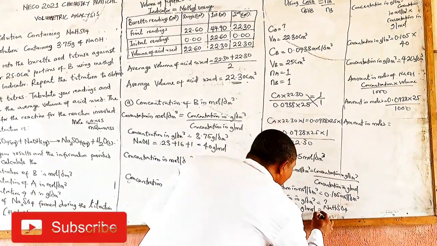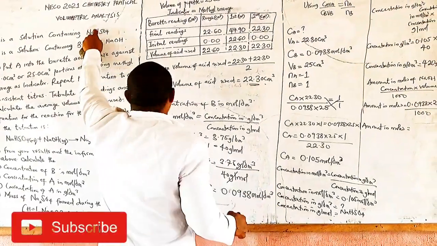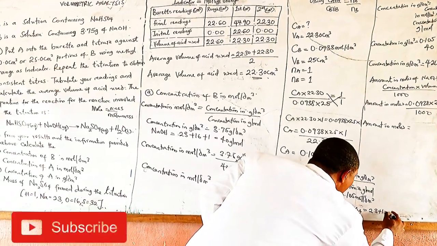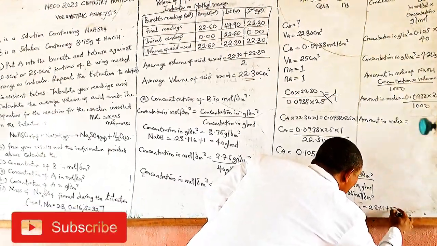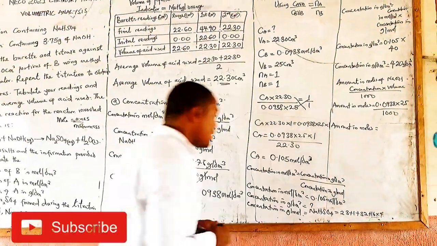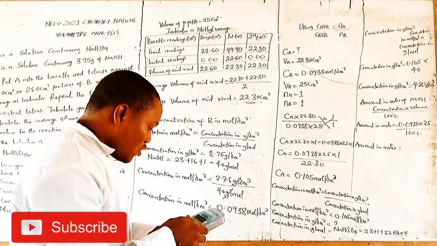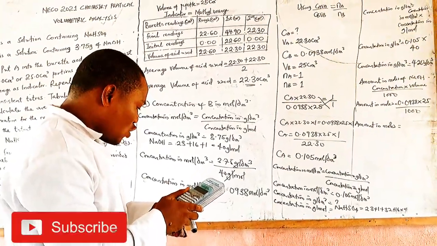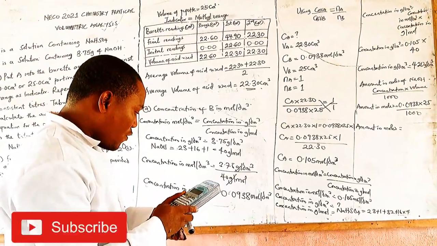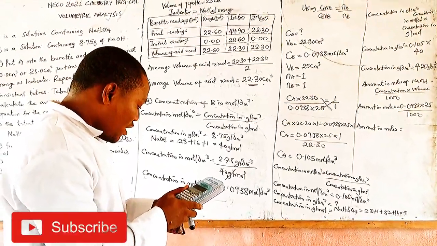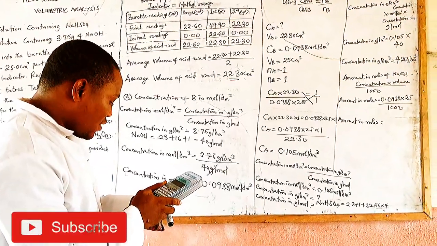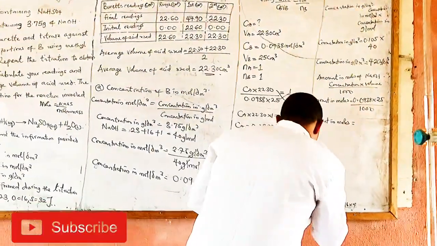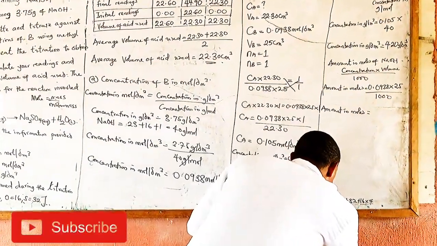NaHSO4, please, because we are calculating the concentration of A in gram. So that would be 23 plus 1 plus 32 plus 16 times 4. We are calculating A, not B. So we have 23 plus 1 plus 32 plus 64. That's giving us 120. So this is 120 gram per mole, please.